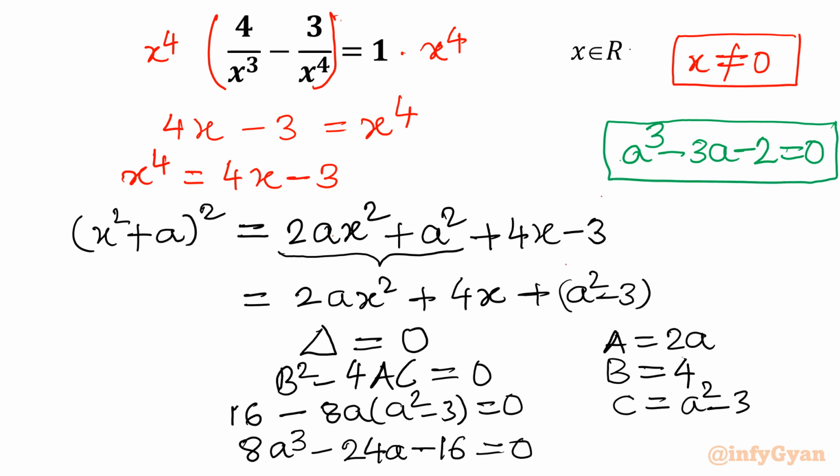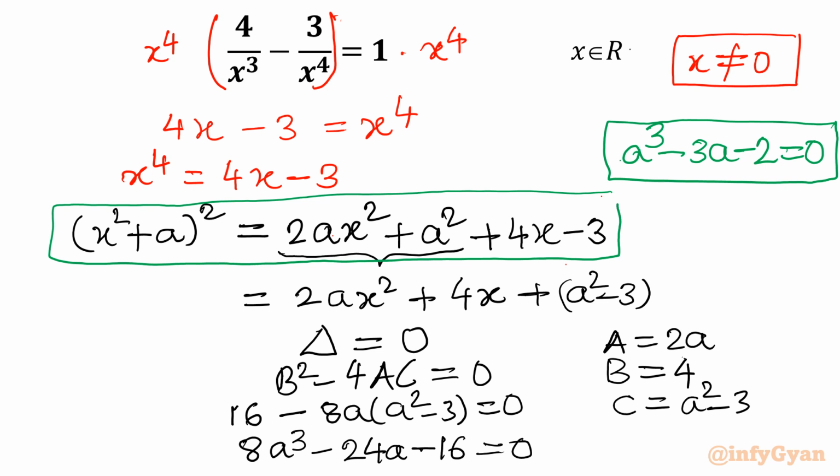Now what I will do, I will solve this cubic equation for a, then I will put it back in this original equation, and then this RHS will become a whole square. Then I can take the square root and then the solution will be clear. Or I can put it here also. Both are the same thing. So let's solve this cubic equation first.